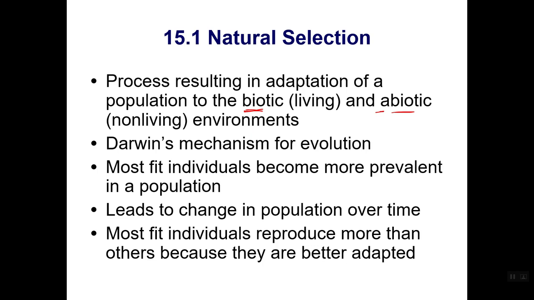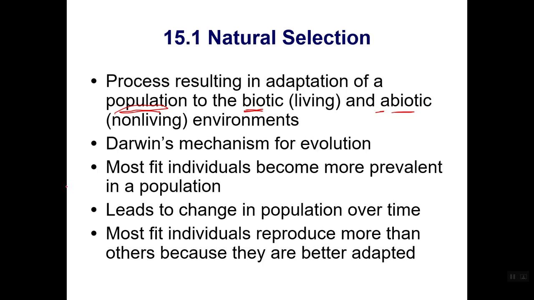And just for the record, let's go back to what a population is, because we're going to talk about populations a lot during this chapter and the next. If you recall, a population is a group of organisms of the same species. That's important there. They're the same species that breed and interact together.